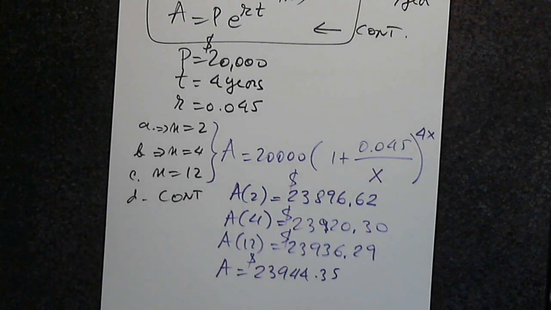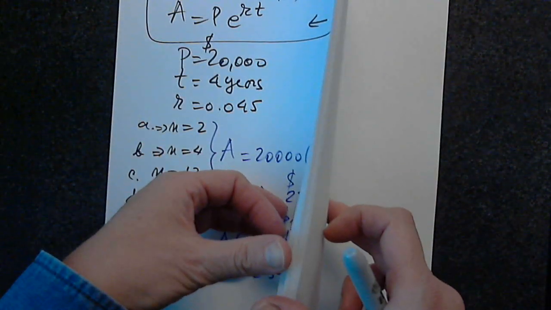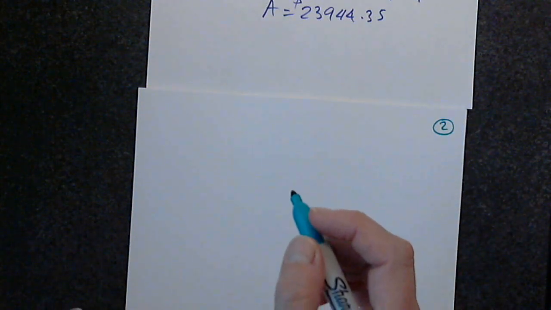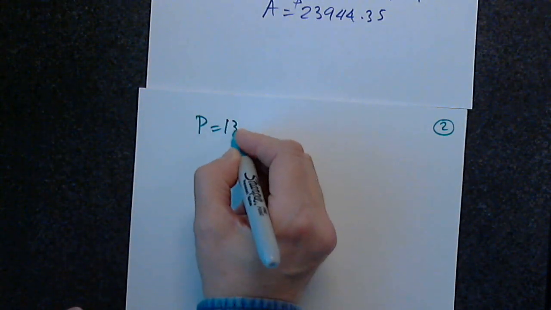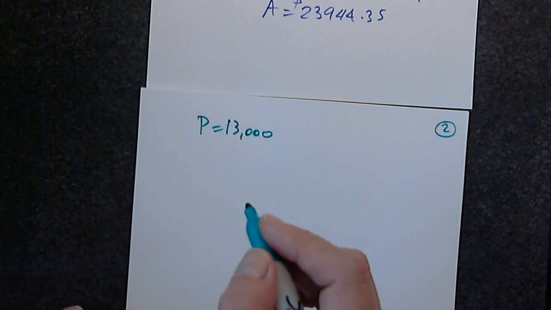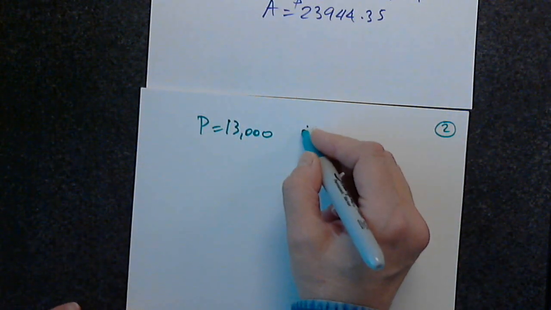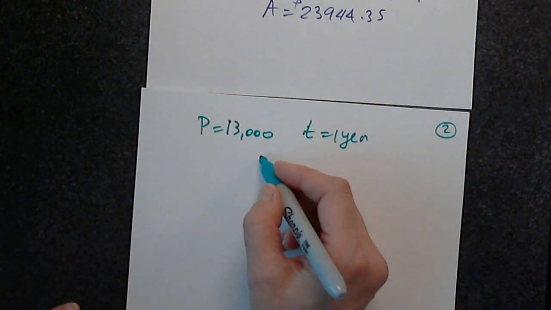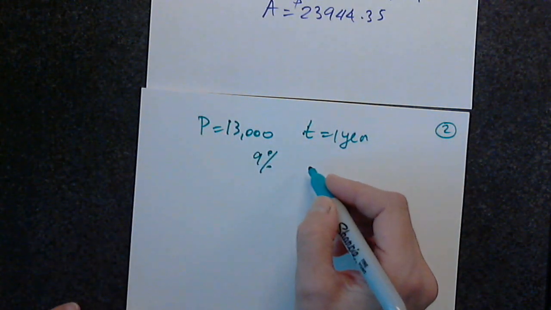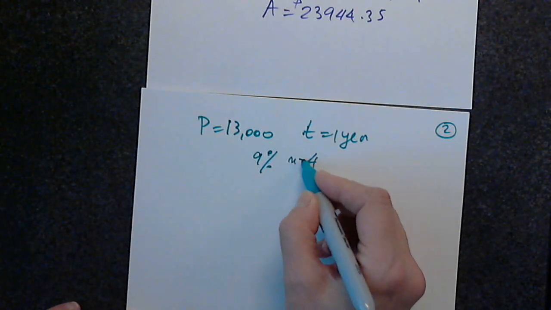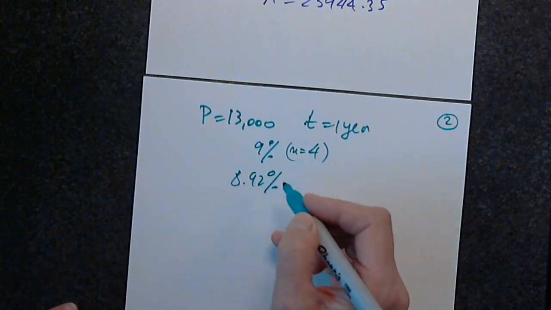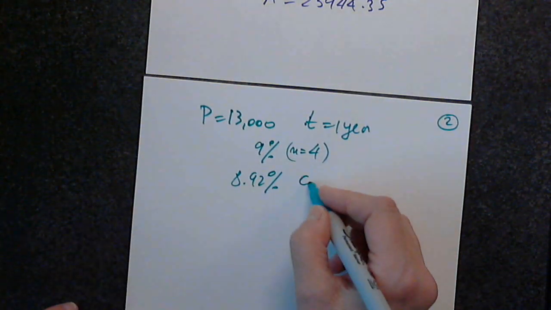So here we're asked to compare two different situations. So let's compare those situations. I take notes first. So we invest $13,000 and for 1 year. So T equals 1 year. And we have 9% compounded quarterly, which means N equals 4, and 8.92% compounded continuously.